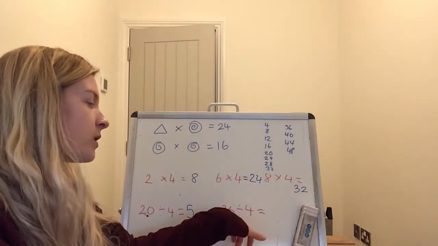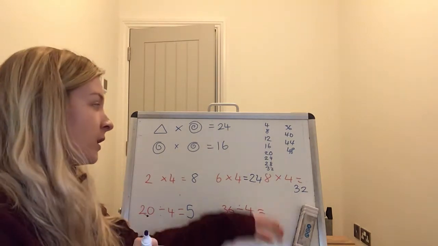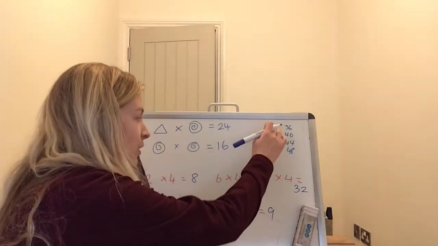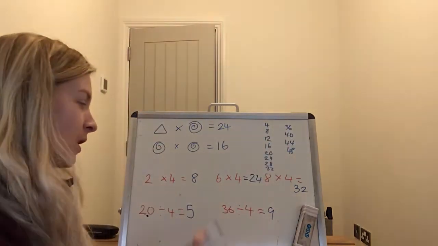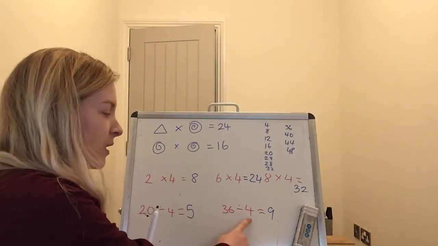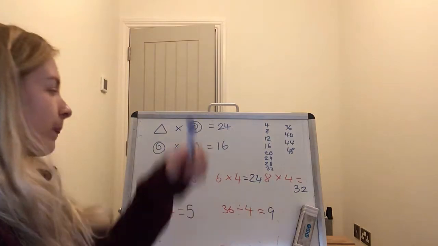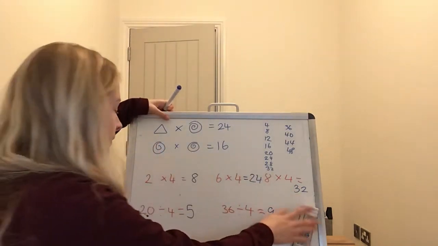So how many 4s in 36? Lots of you will be screaming at the screen at me, I'm sure. The answer is, of course, 9. 1, 2, 3, 4, 5, 6, 7, 8, 9. 9 4s are 36, or 36 divided into 4 equal groups is 9. Okay. We're going to rub this bit off now. You should find that fairly straightforward.